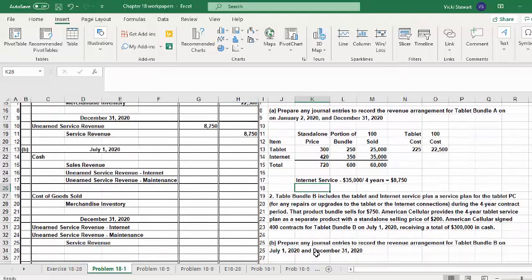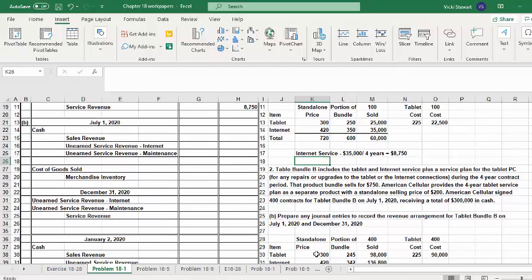Next, we have a different tablet bundle B that includes the tablet, the internet service, plus a service plan for the tablet PC for any repairs or upgrades to the tablet or the internet connection during the 4-year contract period. This product bundle sells for $750. American Cellular provides the 4-year tablet service plan as a separate product with a standalone selling price of $200. American Cellular signed 400 contracts for Tablet Bundle B on July 1st, 2020, receiving a total of $300,000 in cash.